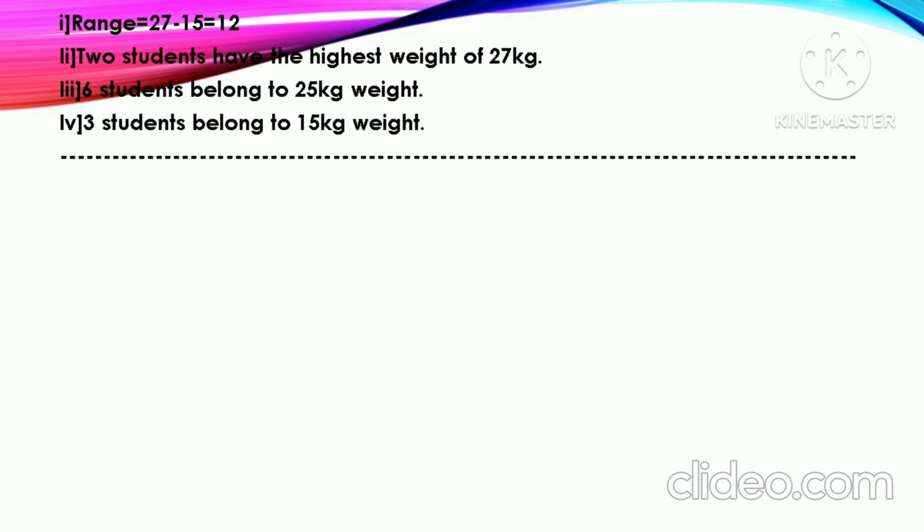Next, for the fourth subdivision, how many of them belong to the least weight? The least weight mentioned here is 15 and its frequency is 3. So I have to write the answer as 3 students belong to the 15 kg weight.